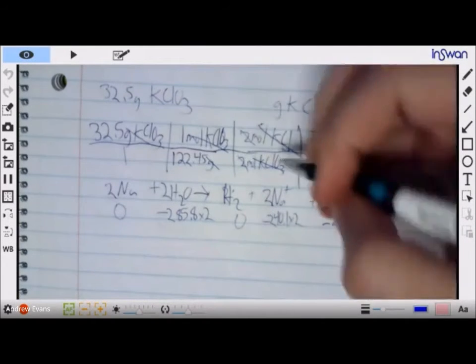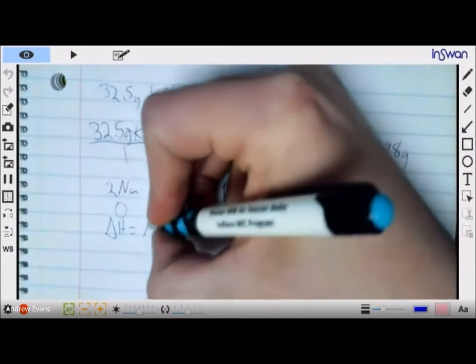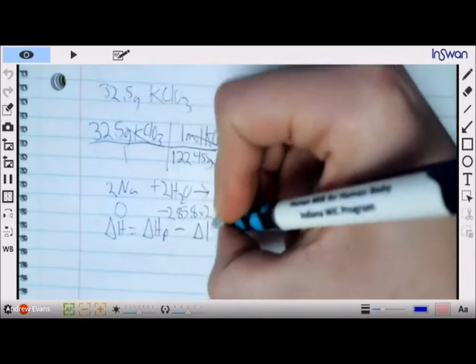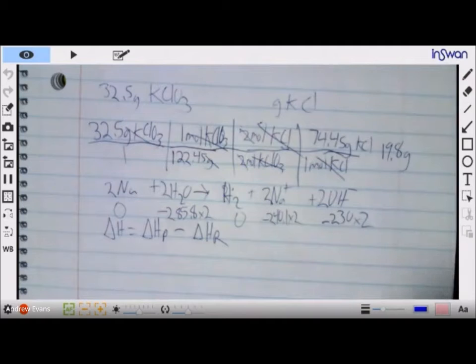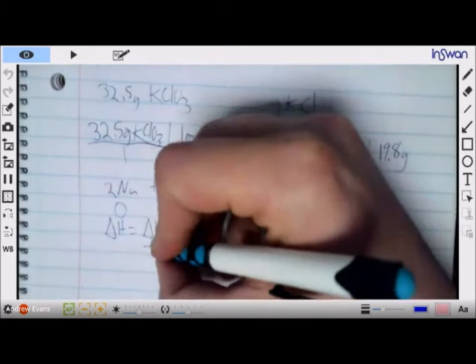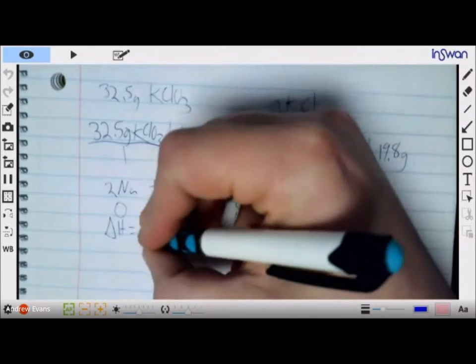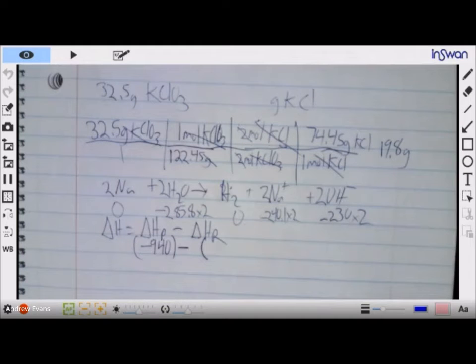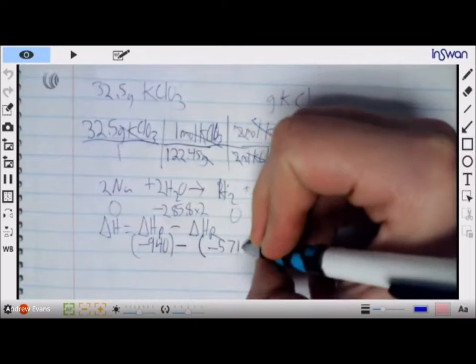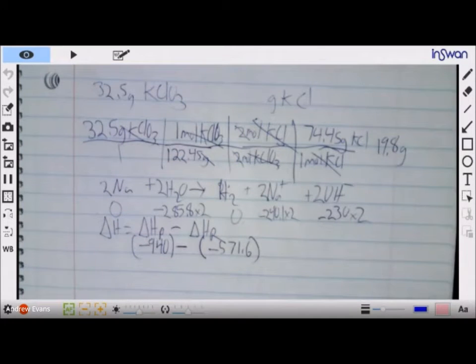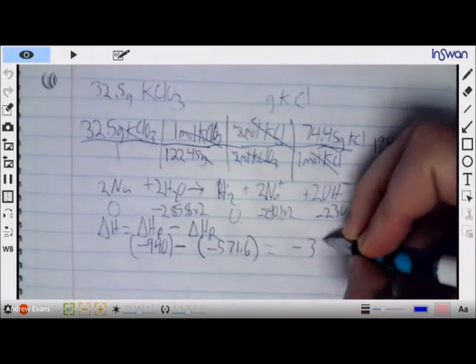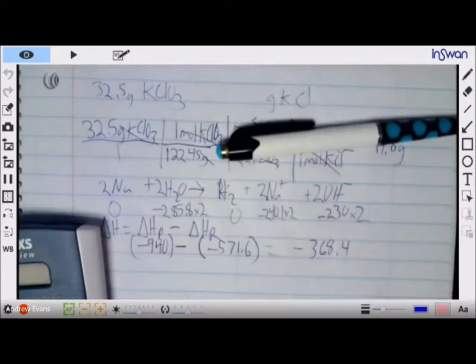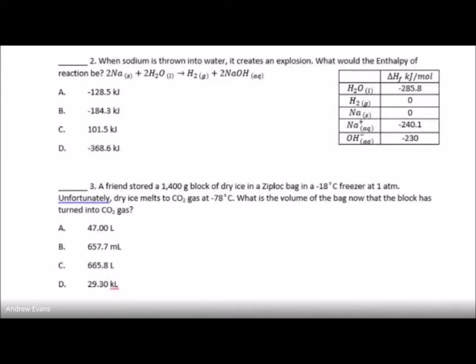So looking at that, delta H is equal to H of products minus H of reactants. So products, negative 240.1 times 2 and negative 230 times 2. So products would be negative 940 minus our negative 285.8 times 2, negative 571.6. Negative 940 plus 571.6 is negative 368.4. Or D. Answer D.